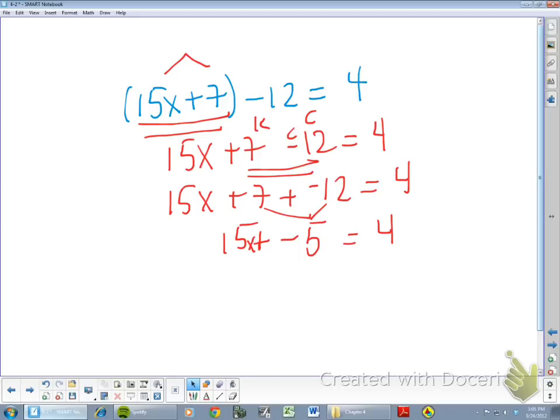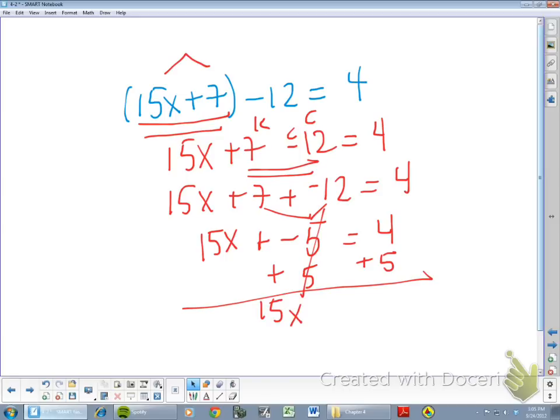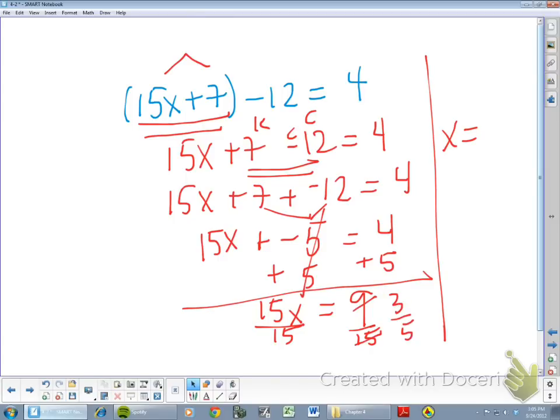Oops, I forgot the x there, so that should have been 15x, right? So we have 15x plus negative 5 is equal to 4. All right, now we can add 5 to both sides, because if I am adding a negative 5 and positive 5, that gets 0. So you have 15x is equal to 9. Right? And if you divide both sides by 15, you would get x is equal to 9 over 15, which reduces, they both share a factor of 3, so 3 over 5.